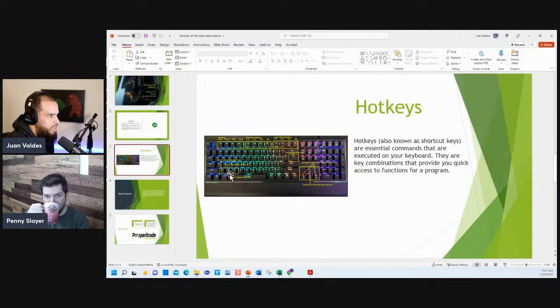Hotkeys are very easy to set. Every broker is a little bit different on setting it up. I have Lightspeed, but if you're going to be a scalper, then you may want to use hotkeys. I don't know if you use hotkeys, Penny Slayer.